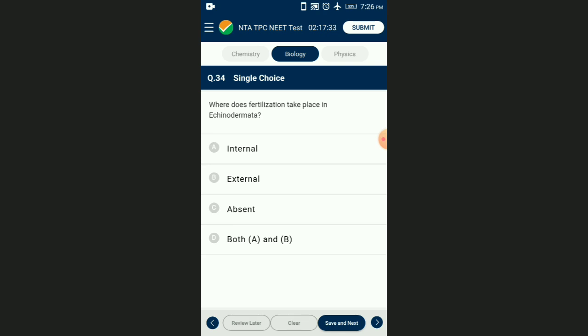Echinoderms are exclusively marine, bottom-dwelling and free-living animals. They are triploblastic coelomates which have an organ system level of organization and are unsegmented. The adult form is radially symmetrical while the larva is bilaterally symmetrical. Here, the fertilization takes place outside of the body. So the answer is option B, external.